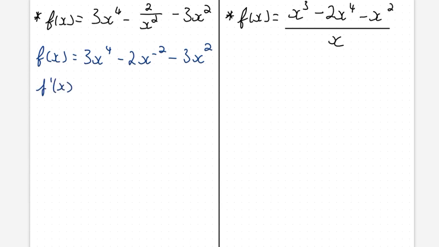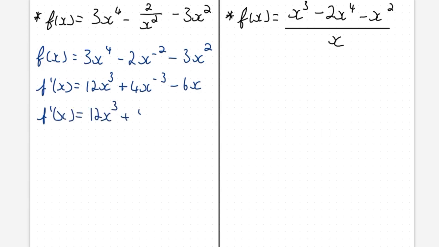F prime of x is going to be 12x to the 3, right? Remember that times that and subtract 1 from the exponent, plus 4x to the minus 3 minus 6x to the 1. Okay, I'm done deriving, but since I have a negative exponent there, I'd like to just rewrite that as 4 over x to the positive 3 minus 6x. Okay, so this doesn't affect any deriving. I'm really just rewriting this in a more comfortable form.